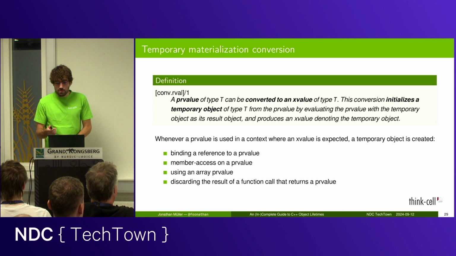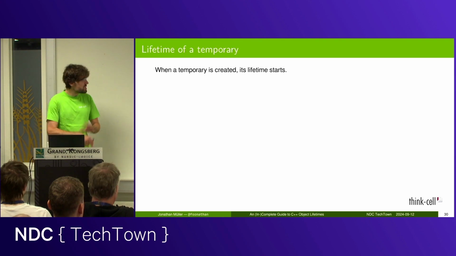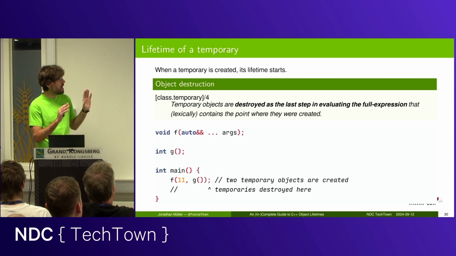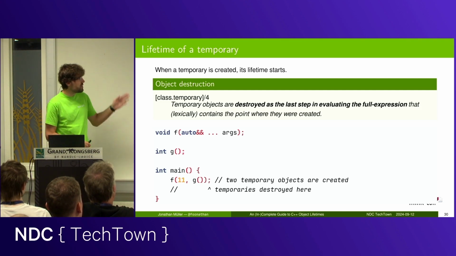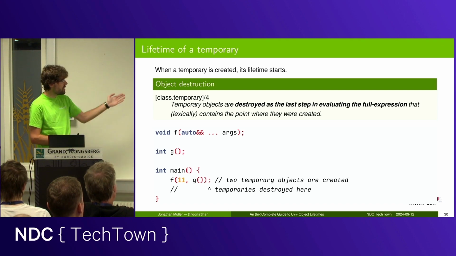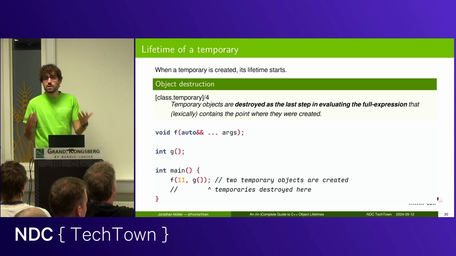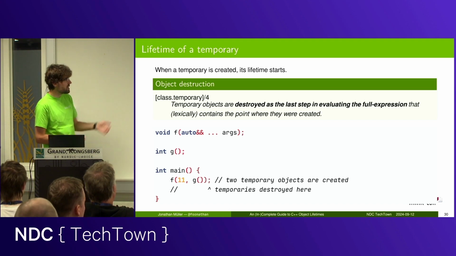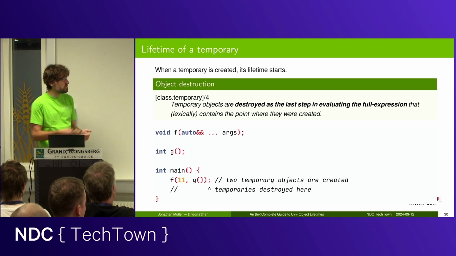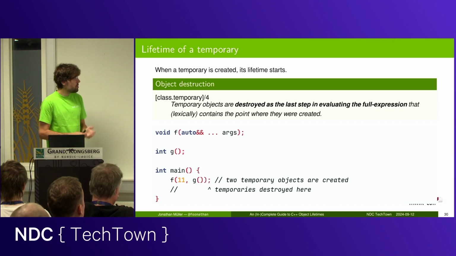So what is the lifetime of a temporary? When the temporary is created, the lifetime starts immediately. Destruction happens after we've done evaluating the full expression, essentially at the semicolon. So we've got a function f, which contains a whole bunch of references, and then we're calling it with two PR values, 11 and the result of g, right? So two literal values. Because we bind those to references, we need to create temporary objects initialized to those values to make that work. And while we're inside the body of f, the objects stay valid, so we can freely use the references, and they're only destroyed at the semicolon, so after we're done with f. Which is good.